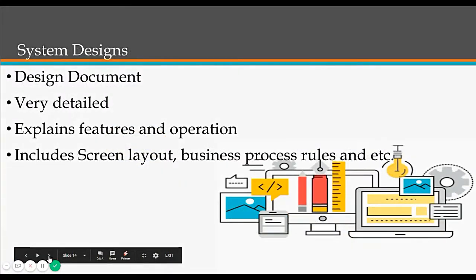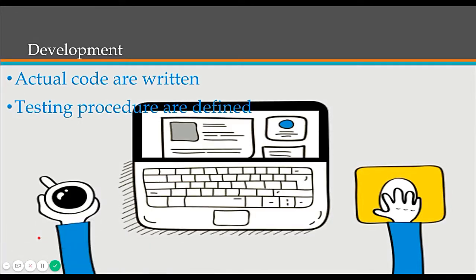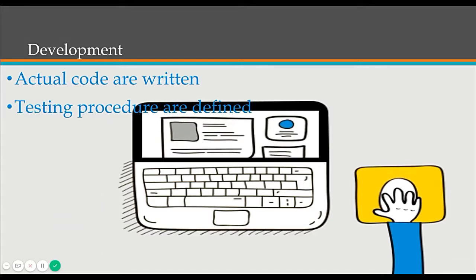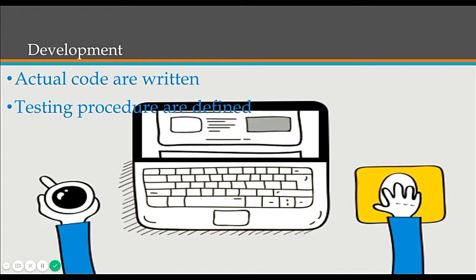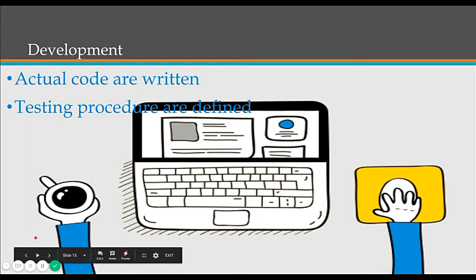On the system design, it now explains fully everything on how you plan to actualize and materialize it. Now, it's the real thing, development. What we thought is the bulk of everything. So in development, actual code is written, and testing procedures are defined. So, in short, the developers are now at work.